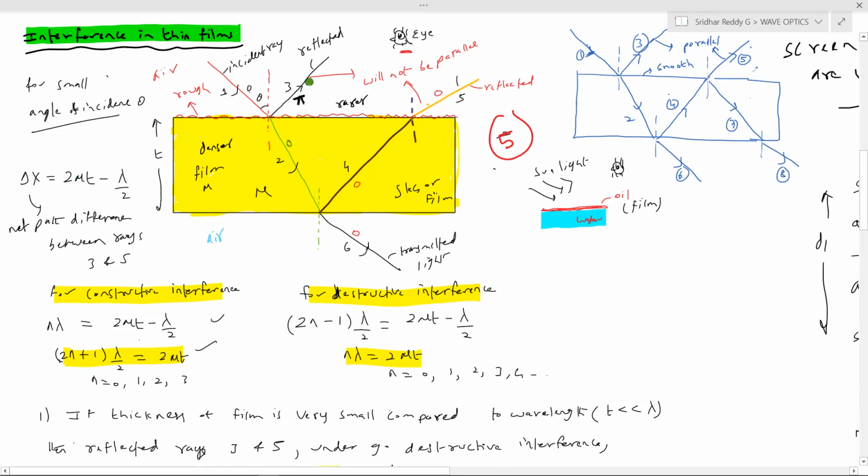So what is the path difference between ray 3 and ray 5? That should be equal to 2 mu t minus lambda by 2. Now I want constructive interference. For constructive interference, delta x should be equal to n lambda. So n lambda equals 2 mu t minus lambda by 2. Let me solve this equation. I'll take the lambda by 2 to the left-hand side: (2n plus 1) lambda by 2 is equal to 2 mu t.